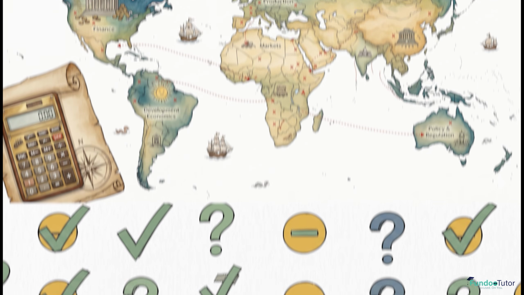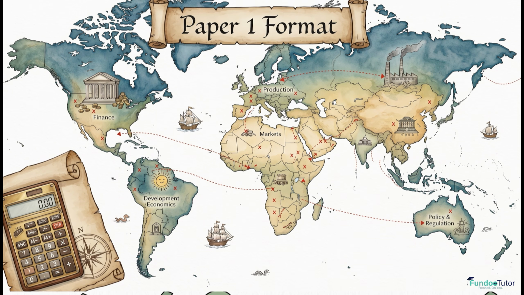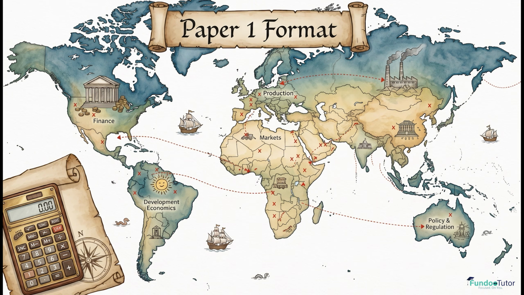So, let's talk about what's actually in this paper. You're going to face 40 multiple-choice questions, and you have to answer every single one. The tricky part? They can pull questions from anywhere in the syllabus. That means you've got to have a really solid grasp of all the topics. There's nowhere to hide. But good news, you are allowed to use a calculator, so you don't have to worry about getting stuck on the math.